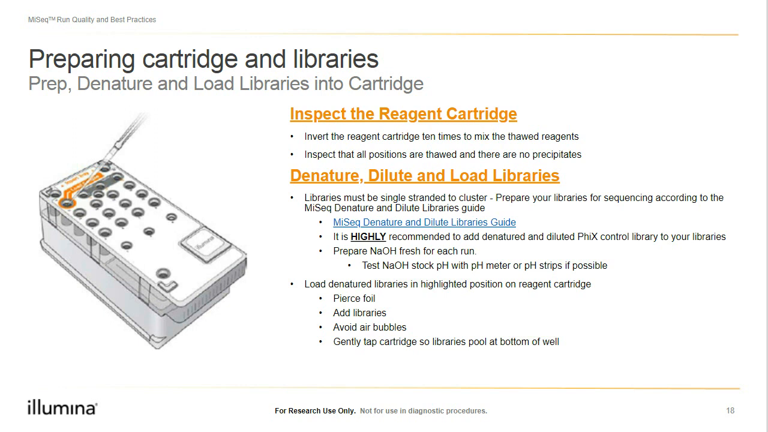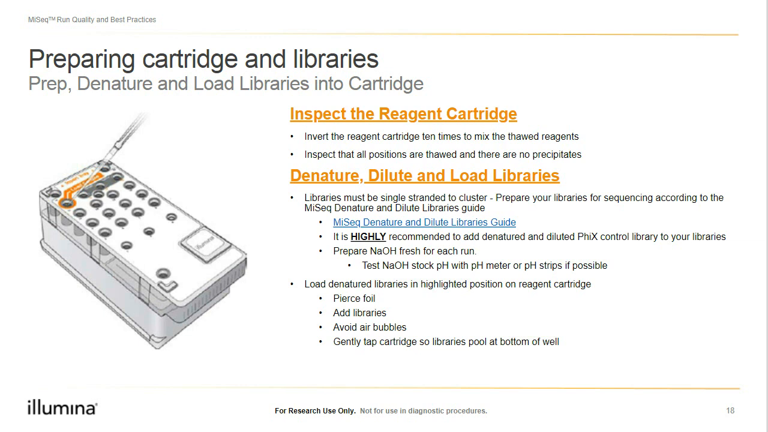If we see a large amount of precipitate at the bottom of the reagent well, this is likely going to be a kit that we want to report to tech support, since those excess precipitates can be aspirated into the system and cause fluidics issues as well as run performance issues. Assuming everything looks good, we then want to prepare the libraries to be loaded into the reagent cartridge. Libraries must be single-stranded to cluster, and instructions to prepare your libraries for sequencing can be found in the MiSeq Denature and Dilute Libraries Guide, which is linked below.